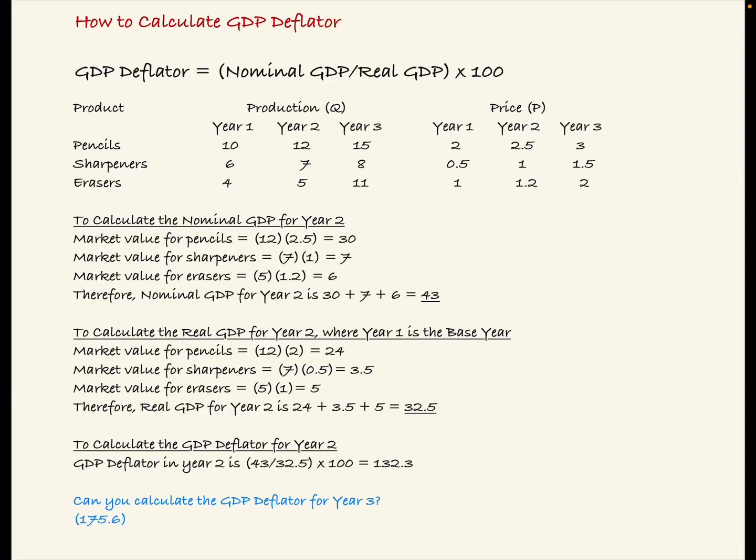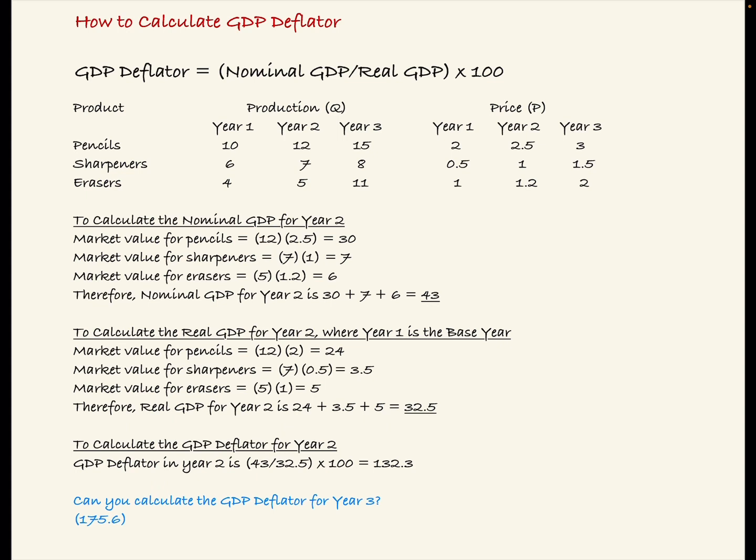Today we're going to look at how to calculate the GDP deflator. Now the GDP deflator can be found by dividing the nominal GDP by the real GDP, altogether multiplying by 100. In the example below, let's just say that this country only produces pencils, sharpeners, and erasers.